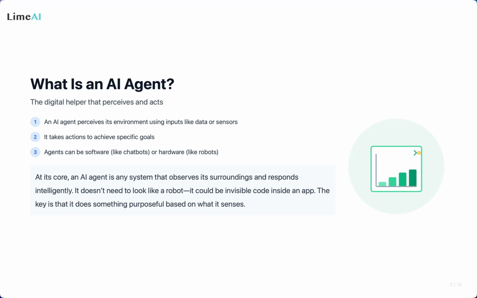Another important point: AI agents don't have to be physical. Many are pure software, like a chatbot on a website or an email spam filter. The key isn't appearance. It's behavior. If it senses and acts to achieve a goal, it's an agent. So remember, perception plus action equals AI agent.